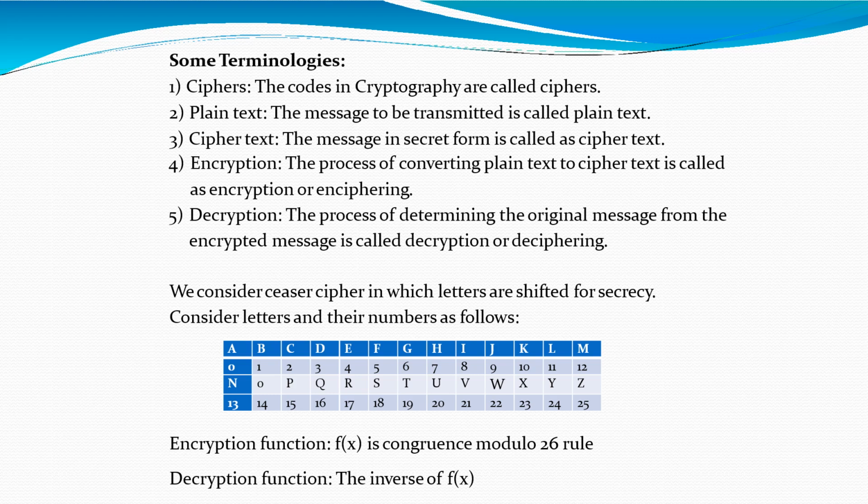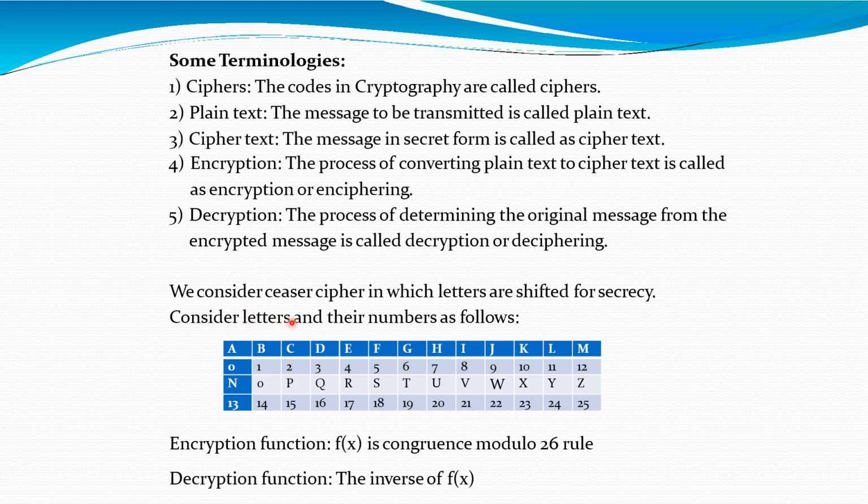Now these are some terminologies. Ciphers: the codes in cryptography are called ciphers. Plain text: the message to be transmitted is called plain text. Ciphertext: the message in secret form is called ciphertext. Encryption: the process of converting plain text to ciphertext is called encryption or enciphering. Decryption: the process of determining the original message from the encrypted message is called decryption or deciphering.